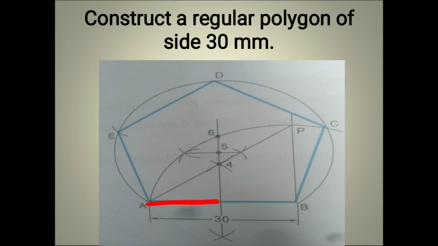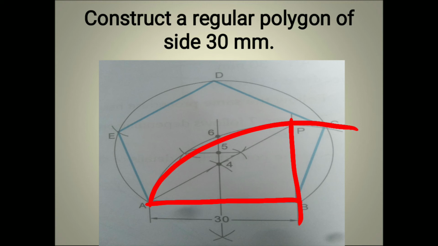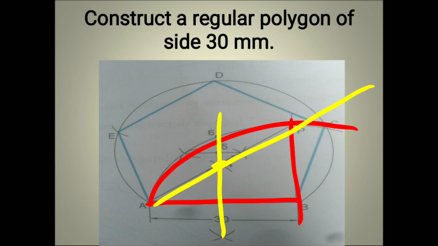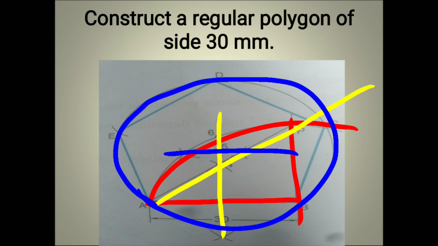See this. Initially we drew a line, after that a vertical line, then an arc. Now bisect the line AB like this. After that, draw a line connecting A and P. So we got 2 points, and the length between these 2 points we need to bisect, like this. This point is the center, with radius equal to center point to A or center point to B. So just draw a circle like this.